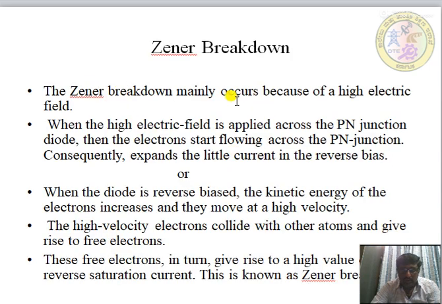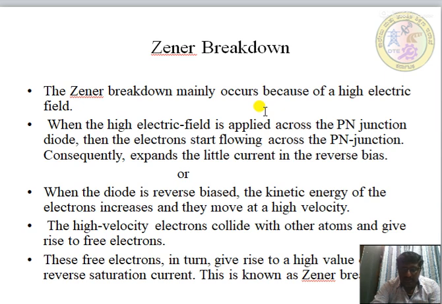Okay, so Zener breakdown. When does Zener breakdown occur? Zener breakdown mainly occurs because of a high electric field. Whenever there is a high electric field, a Zener breakdown forms. When a high electric field is applied across the PN junction diode, the electrons start flowing across the PN junction, consequently producing a small current in the reverse direction. It can also be defined as follows: when the diode is reverse biased, the kinetic energy of the electrons increases and they move at high velocity.